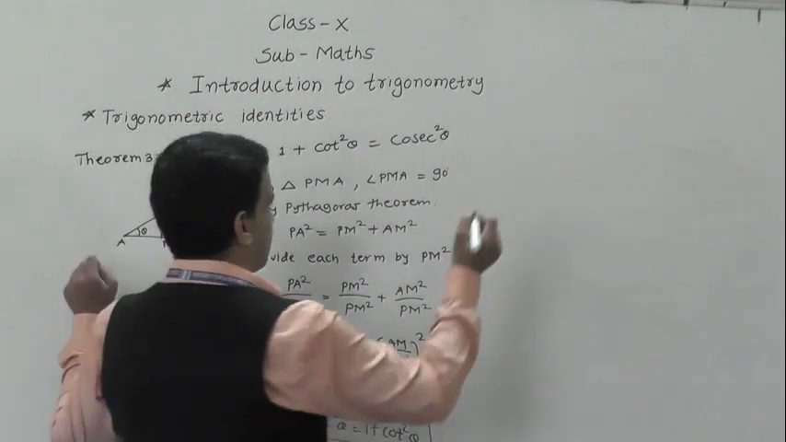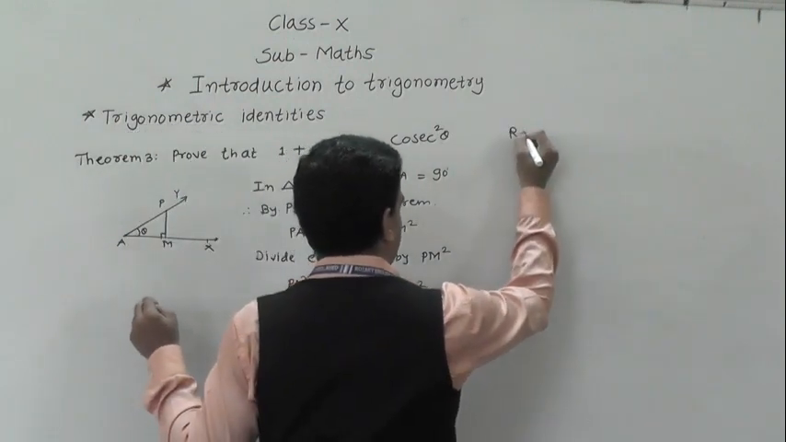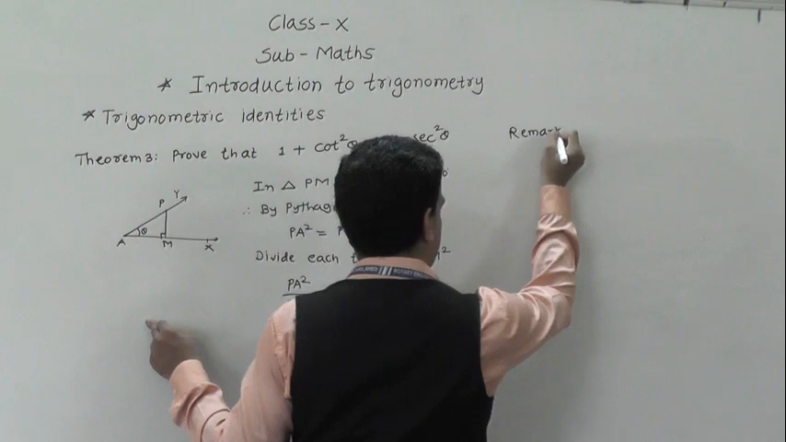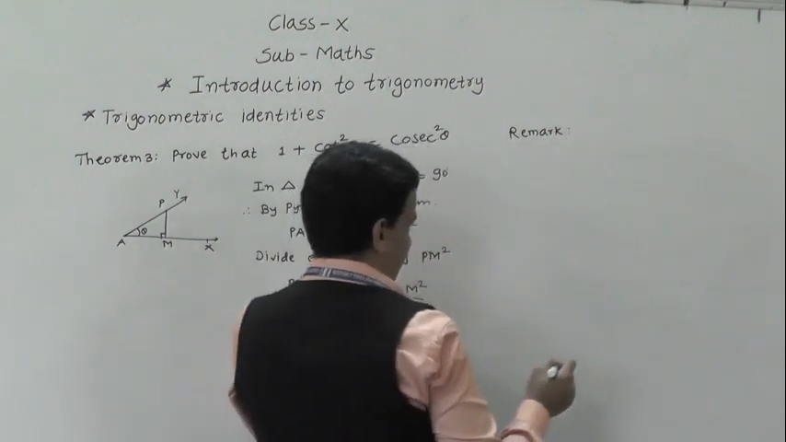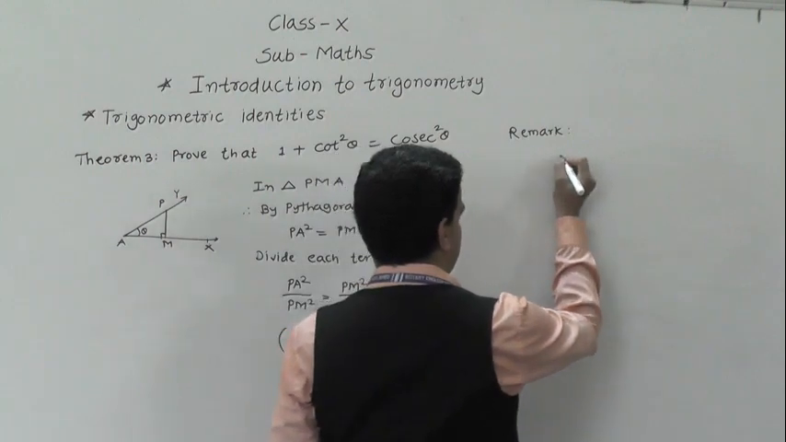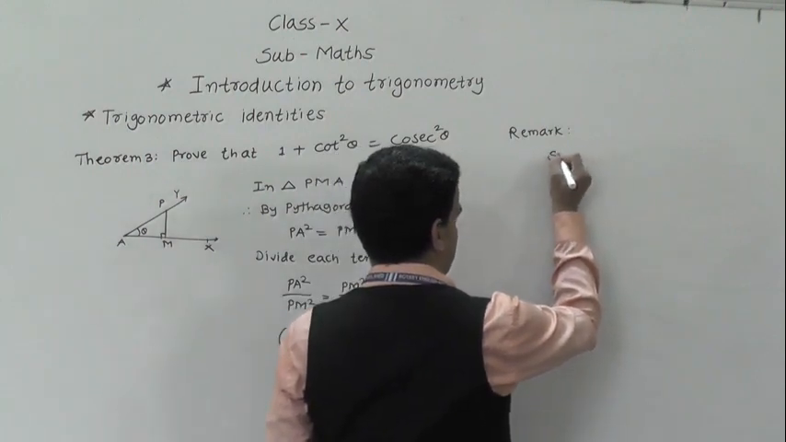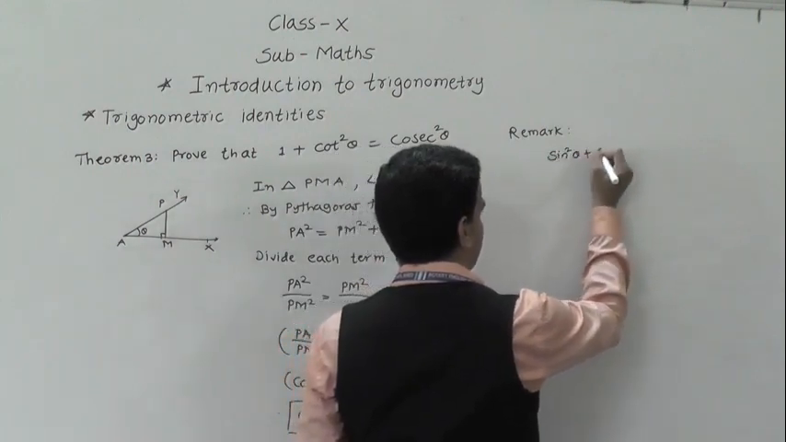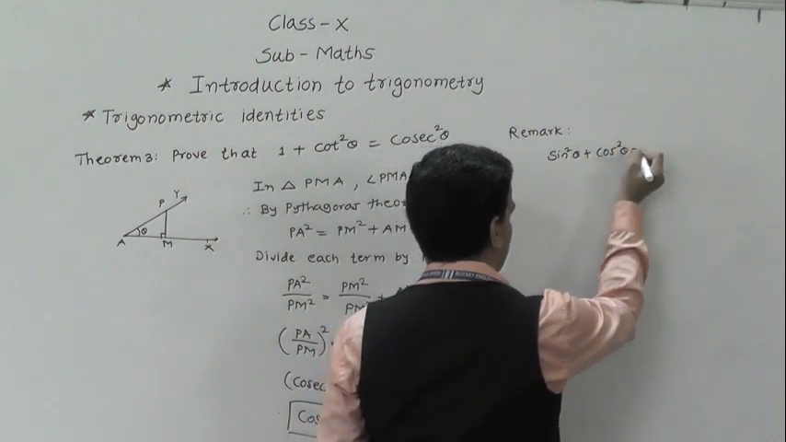Now for these three identities, there is a remark. So what is the remark? If I am taking this identity, sin²θ + cos²θ = 1.